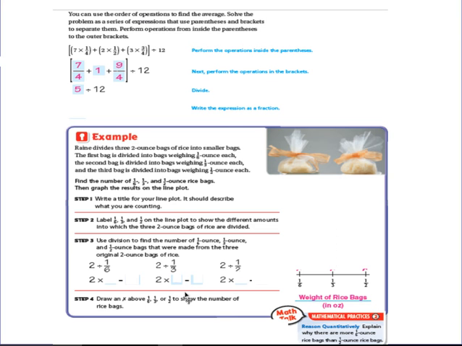Alright, so now we're going to figure out the rice bags, guys, and please do it together with your partner. And remember, first they want you to title it, which I titled Weight of Rice Bags, because that's what we're trying to find out. Rain divided 3 2-ounce bags of rice into smaller bags. The first bag is divided into bags weighing 1/6 ounce each. The second bag is divided into bags weighing 1/3, and the third bag is divided into bags weighing 1/2 ounce. So find the number of 1/6, 1/3, and 1/2 rice bags, and then graph them.